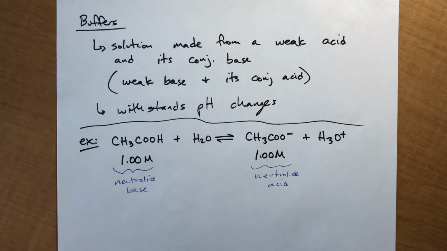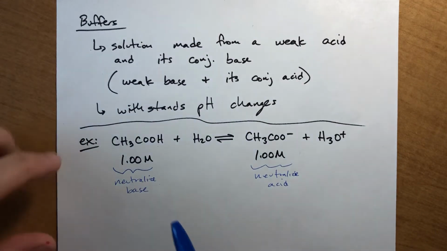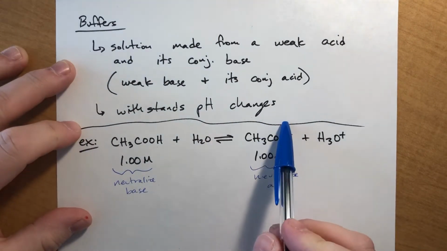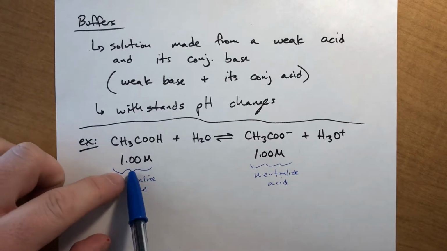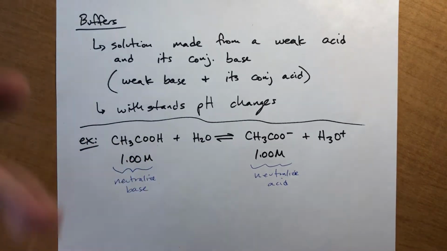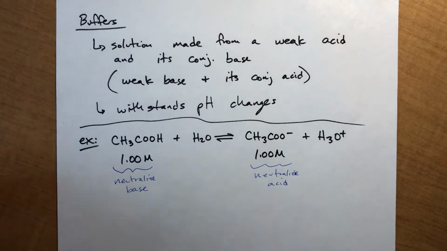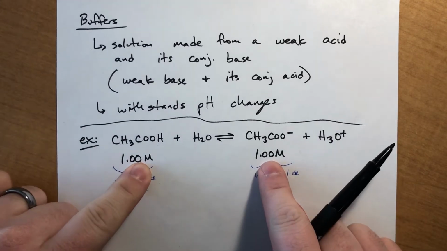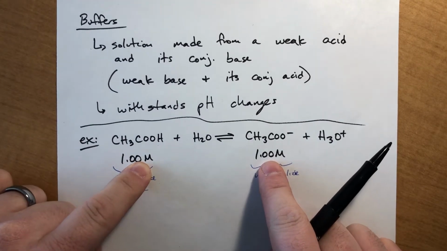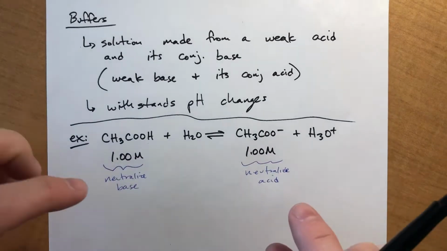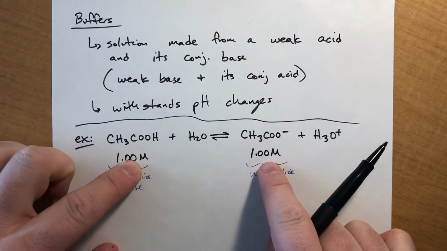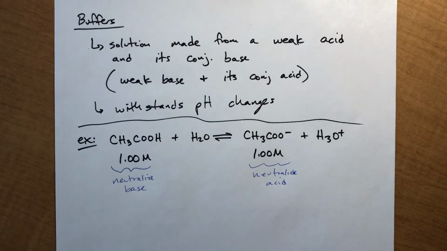Now obviously these things cannot withstand a huge pH change. Eventually, if you keep adding base, all of this will get reacted and it won't withstand the pH change anymore. But for at least limited ranges, it can withstand pH changes. Typically, the higher these concentrations, the closer they are together, the better this can act as a buffer. And the higher the concentrations, the more pH change it can withstand.